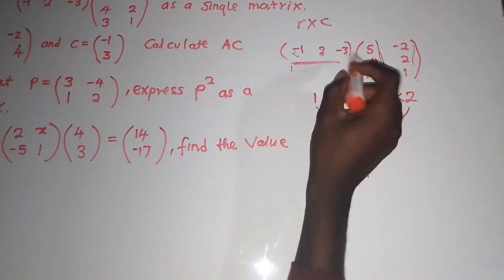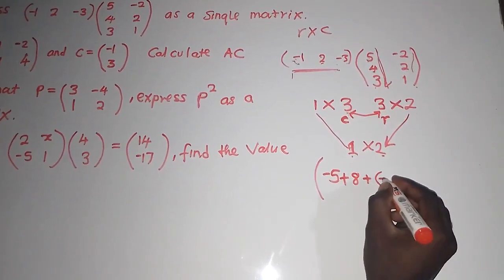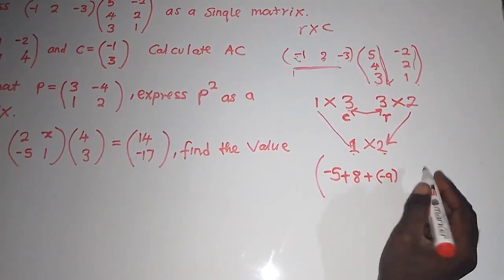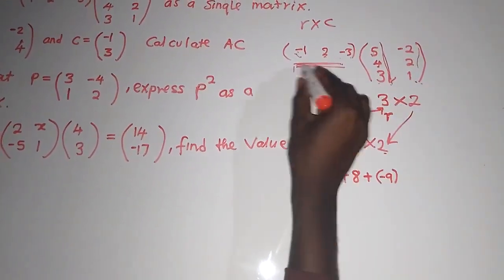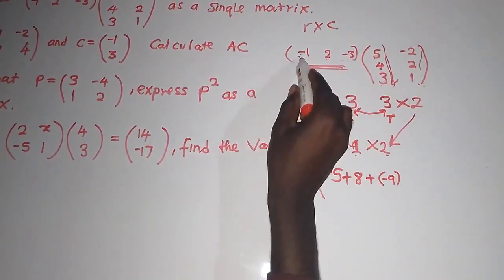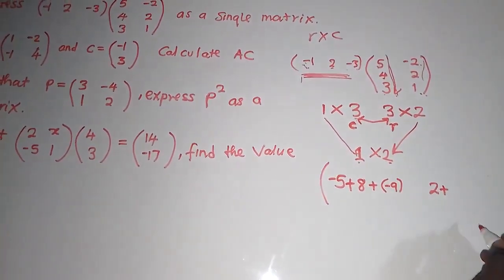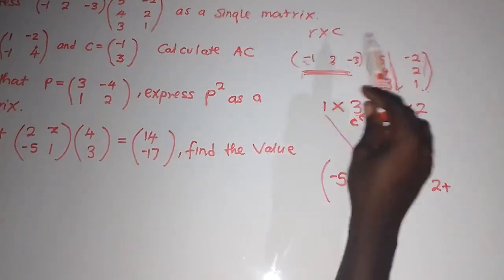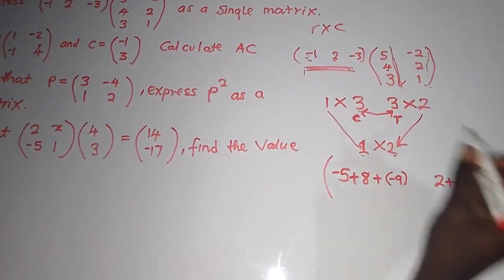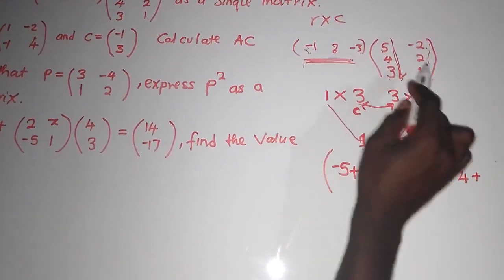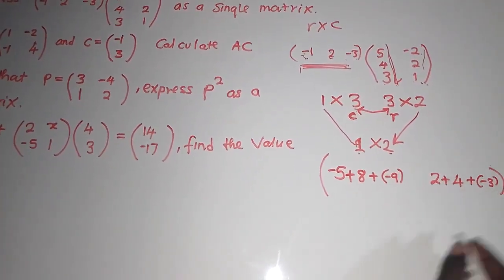Plus -3 times 3 is -9. Say negative 9. So I'm done with this column. I move to the next column now. I'll use this same law. So -1 times -2 is 2. Plus, I do 2 times 2, 4. Plus -3 times 1, it's -3. I close. Then I do this.